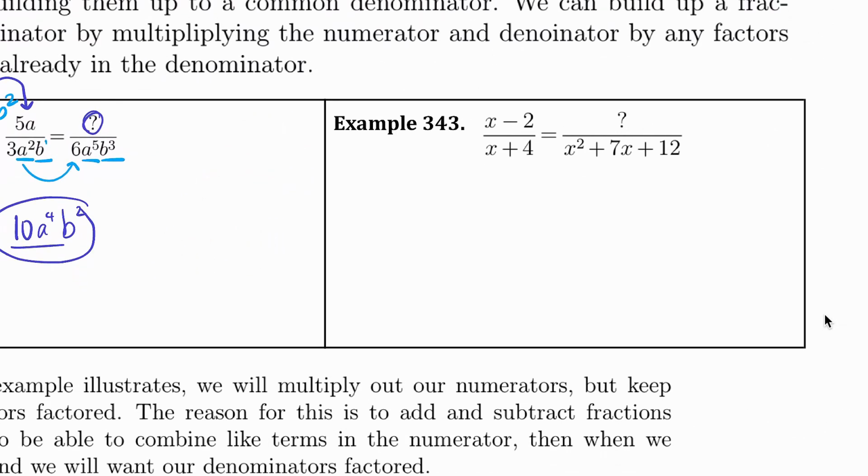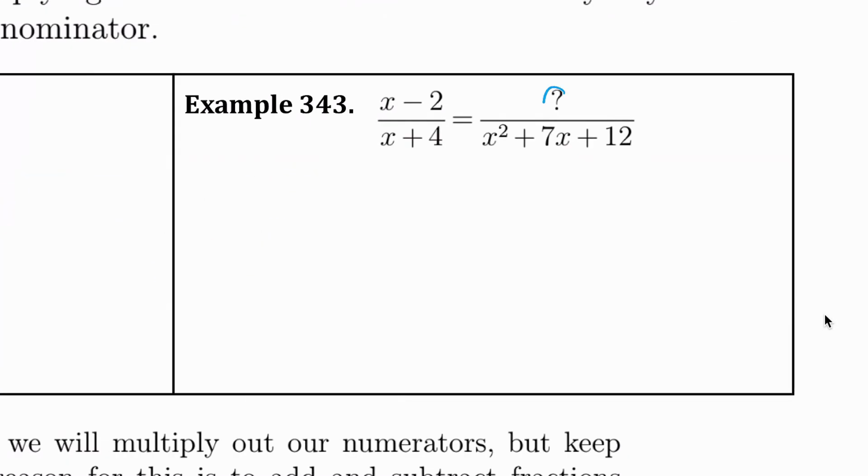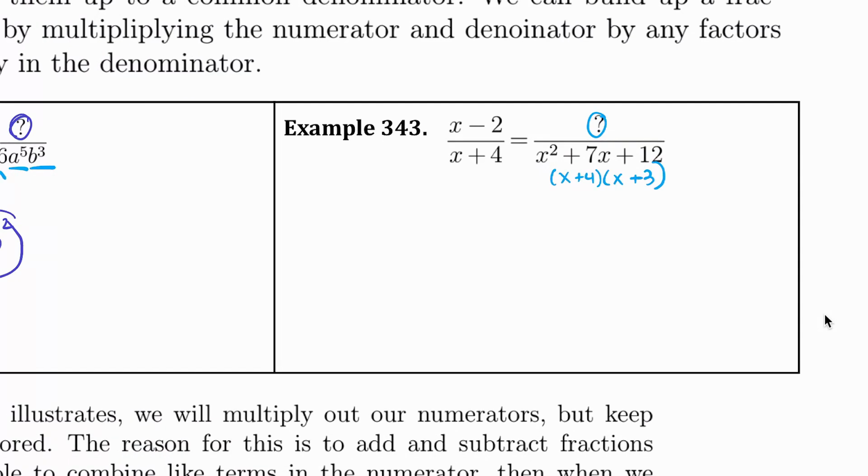All right, and then our last one here, if we're trying to find this missing piece, let's factor this trinomial first. This factors to be x plus 4, x plus 3. So now let's see how we went from this fraction to this fraction. Well, it already has an x plus 4, so it's just missing this x plus 3. So I'm going to multiply it by x plus 3. If we do it on the bottom, we need to do it on the top. So our denominator is that common denominator, x plus 4, x plus 3.